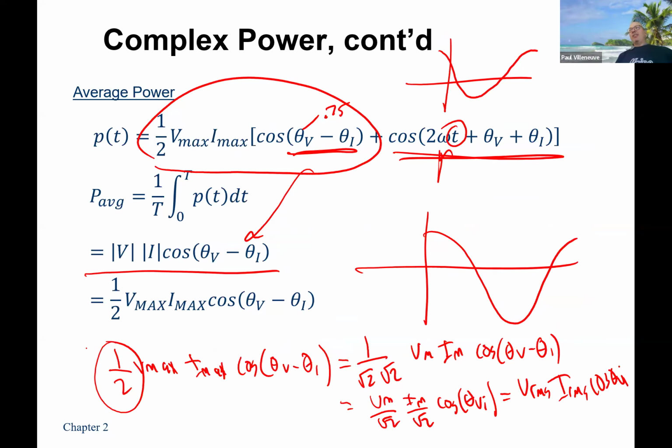P is VRMS times IRMS times the cosine. And here's the key thing. This is another key thing. There's a lot of key things here, but it's the difference in angle between the voltage and the current. It's not the addition, it's the difference. And we'll see why we need to keep that difference following through as we work through this.